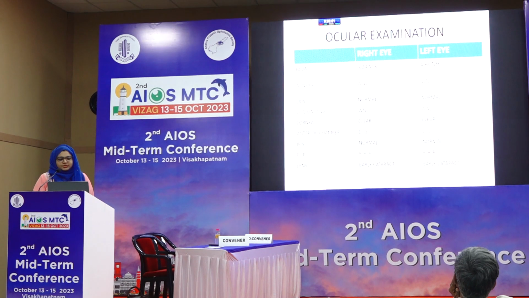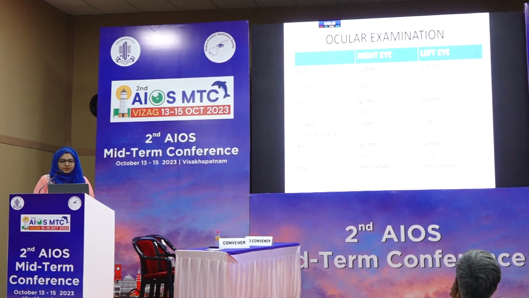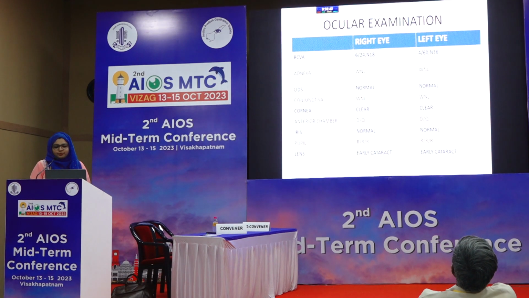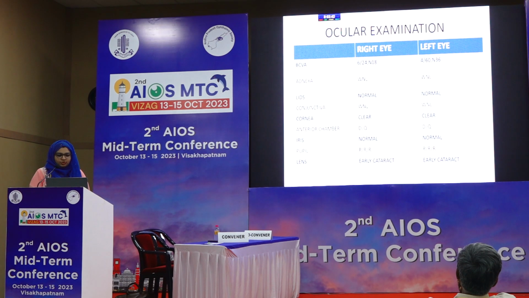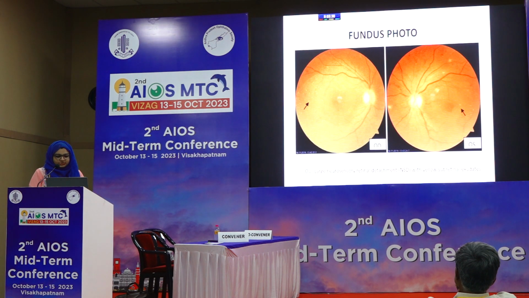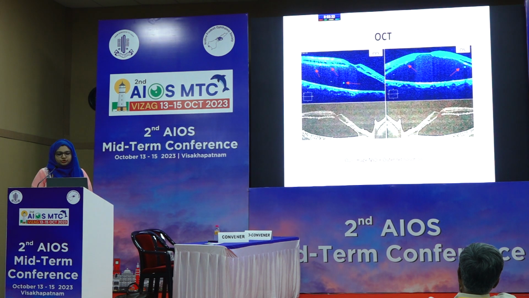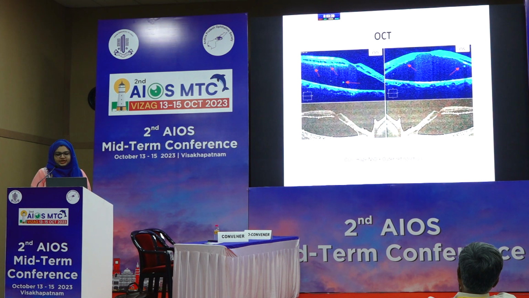On ocular examination, her best corrected vision was 6/24 N18 in the right eye and 4/60 N36 in the left eye. Her anterior segment findings were normal except for early cataract changes. On fundus examination, there was a large neurosensory retinal detachment with yellow subretinal fluid exudates. On OCT, there was a huge neurosensory detachment with outer retinoschisis.